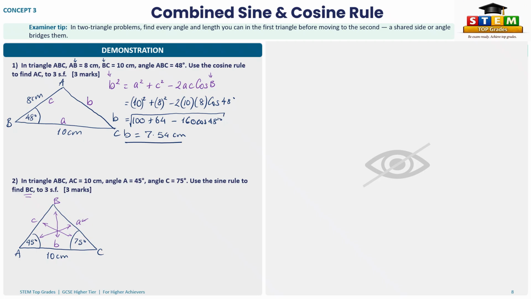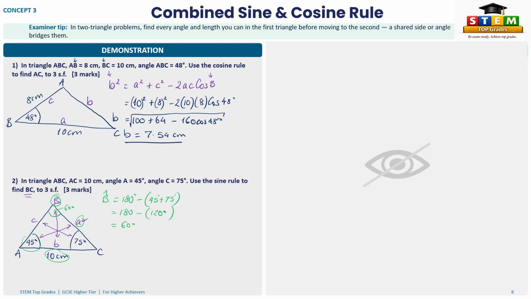Now, it looks like we have to work this out, because we need two known values for a pair. So that's going to be a known value, and that's going to be a known value, so that we can work out that and that. Okay, so let's work out the angle at B. Angle B is going to be 180 take away 45 plus 75, which is 180 minus 120, and that gives us an angle of 60 degrees.